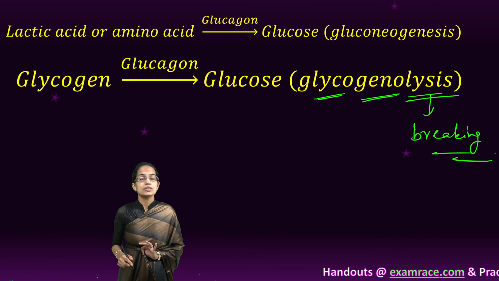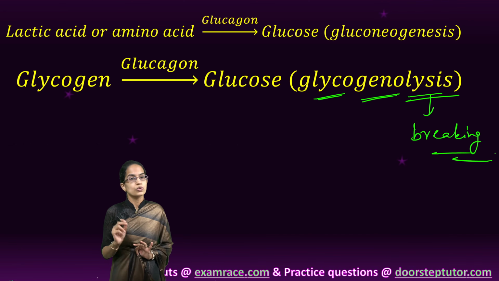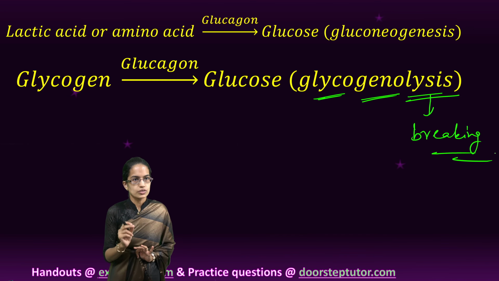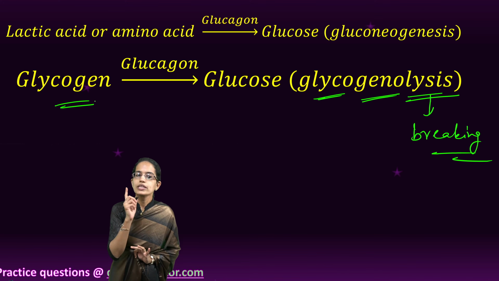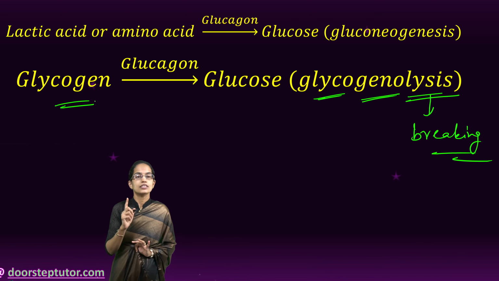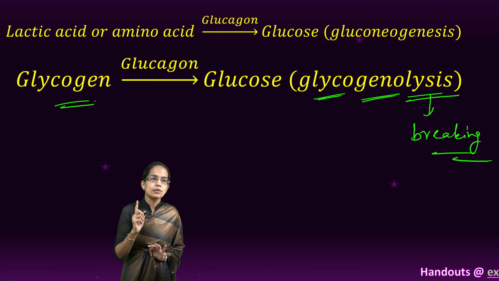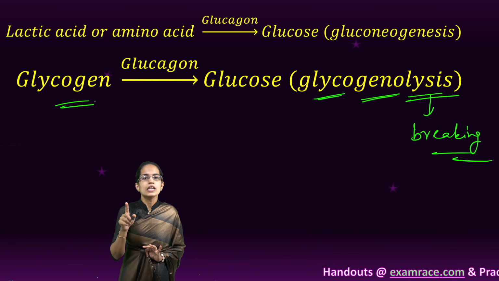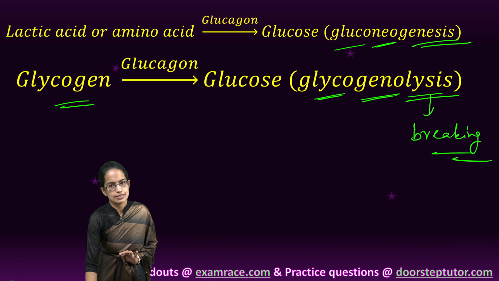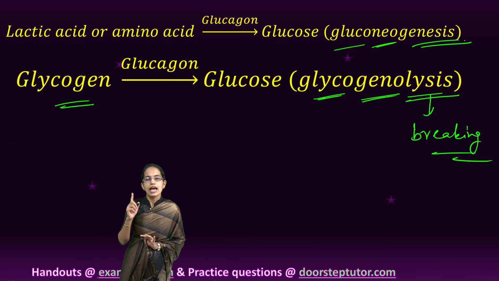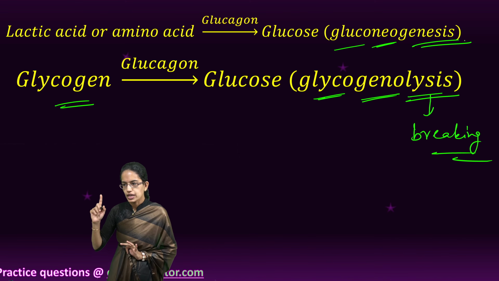Similarly, sometimes lactic acid or amino acids can be broken down into glucose as well by glucagon. So glucagon not just breaks down the glycogen, but also the lactic acid or the amino acids are broken down into glucose by glucagon. And when lactic acid or amino acids are broken down into glucose, it is known as gluconeogenesis. So gluconeogenesis and glycogenolysis, both of those are very, very important.